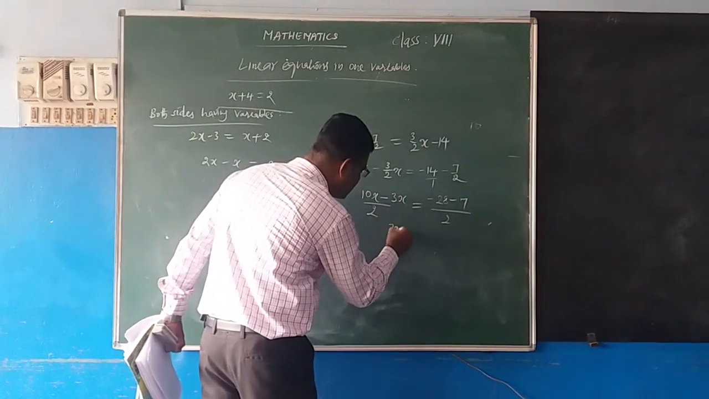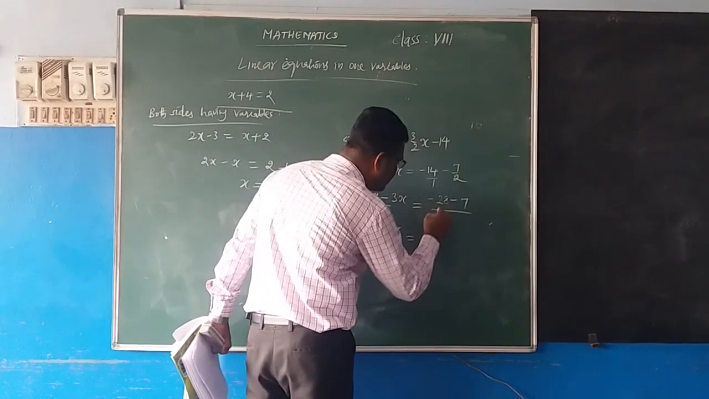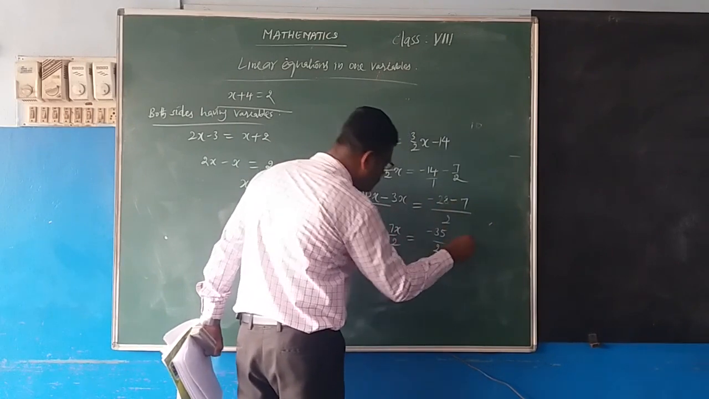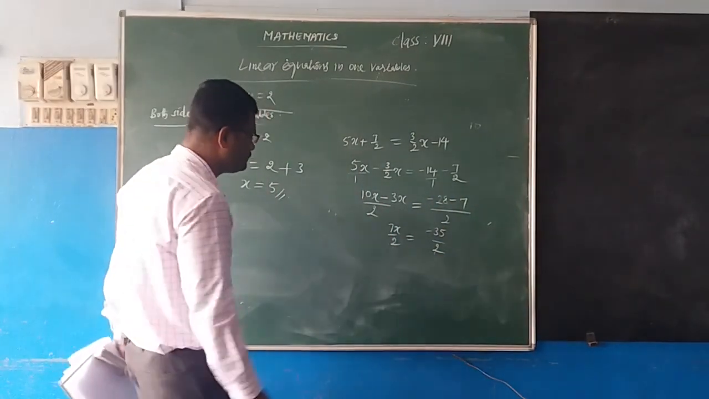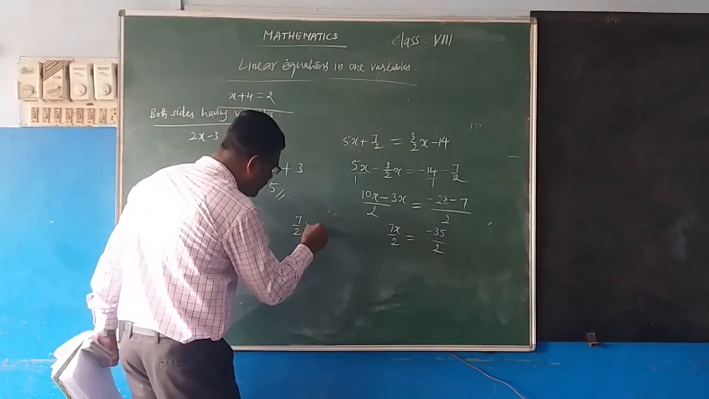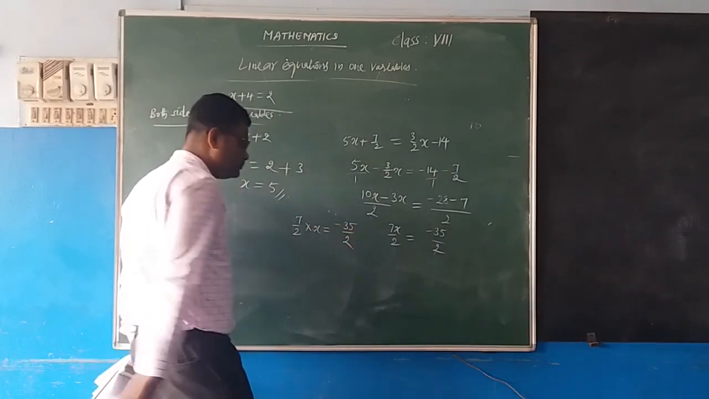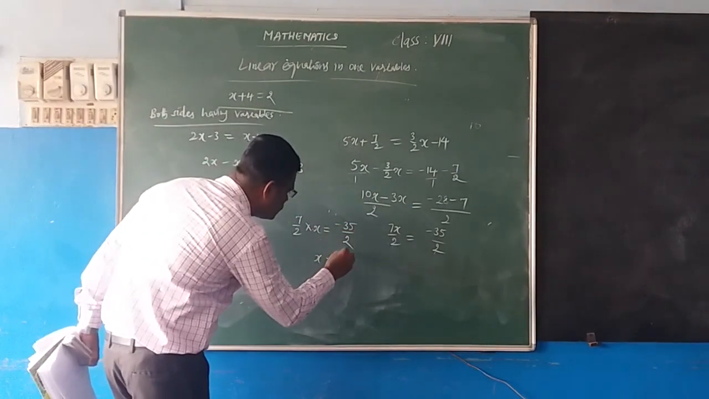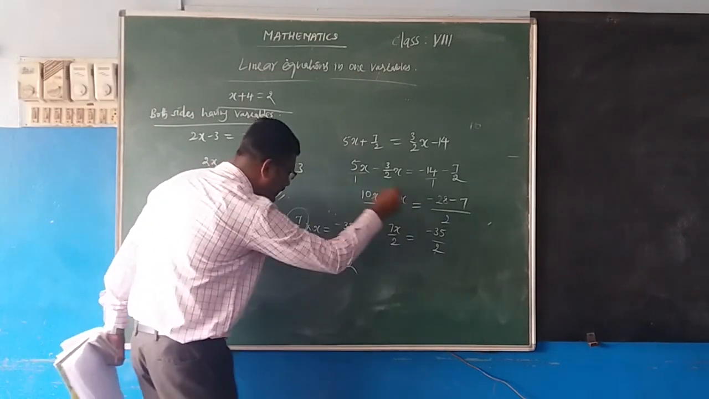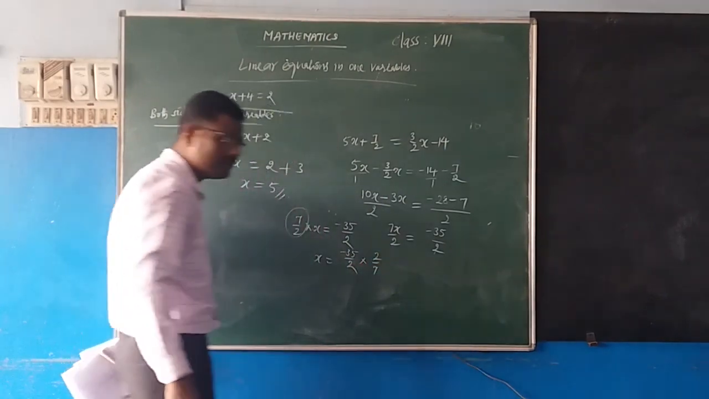10x minus 3x is 7x by 2. This is equal to, if both are minus, add the number 35, keep minus and as it is by 2. Or 7 by 2 into x is equal to minus 35 divided by 2. Or x is equal to minus 35 by 2. When this goes to that side, it becomes reciprocal, that is 2 by 7.